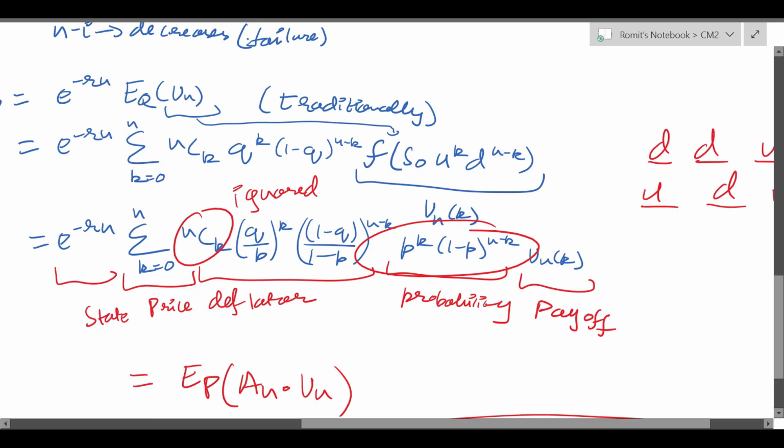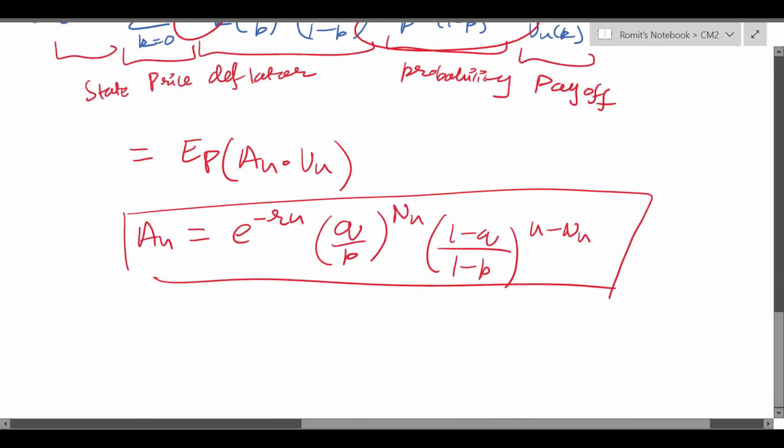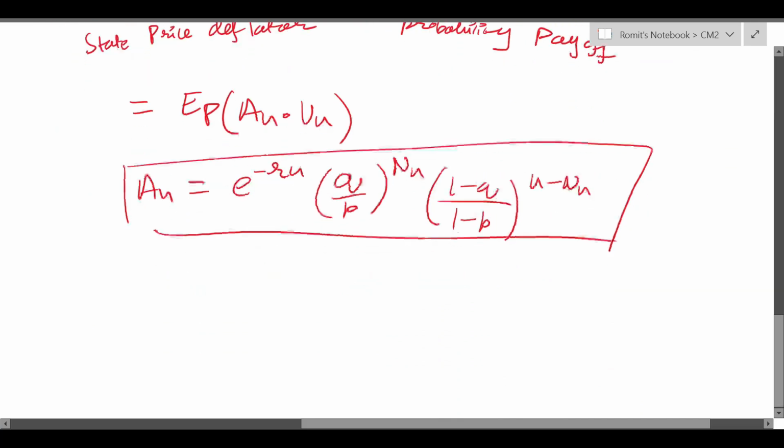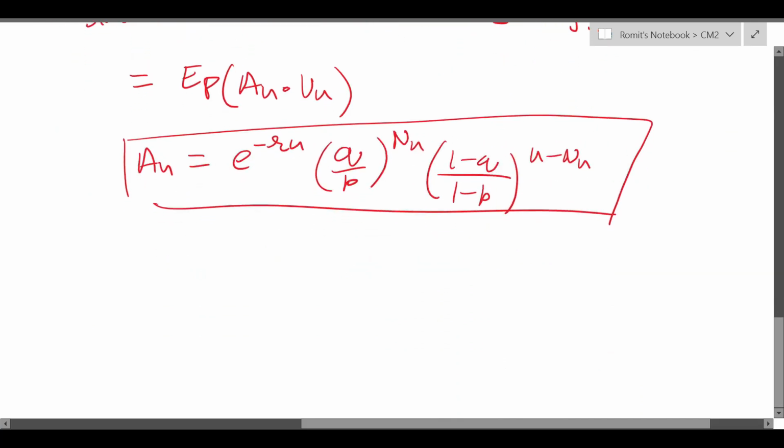Here we were taking a particular value, that is k, but here we are saying it's just a random variable for the number of increases. And if I want to write An in terms of An minus 1, that will be equal to An minus 1 multiplied with, you will get 1 additional e to the power of minus r, because that would have been e to the power of minus r times n minus 1.